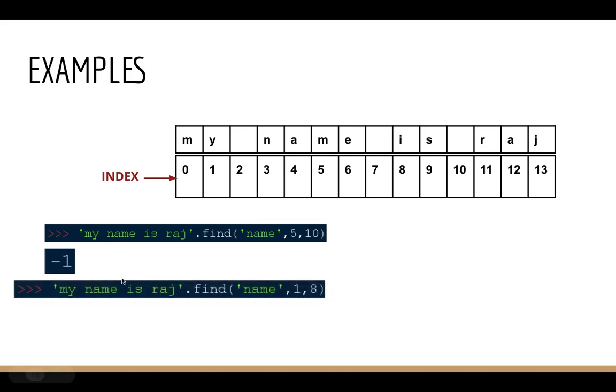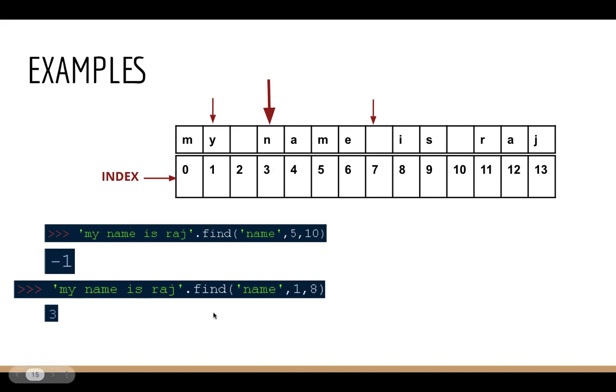Let's take another example. My name is Raj dot find name comma 1 comma 8. 1 comma 8 means between the parts marked by the arrow; 1 comma 8 means 1 to 7. Between the range from 1 to 7, do you find the substring name? Yes, we find it. Therefore, the starting index of the first character of the substring will be displayed. What is the starting index of the first character of the substring? As you can see here, highlighted by a big arrow, it is 3. Therefore, 3 is returned.